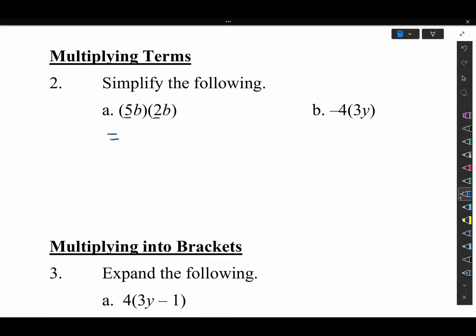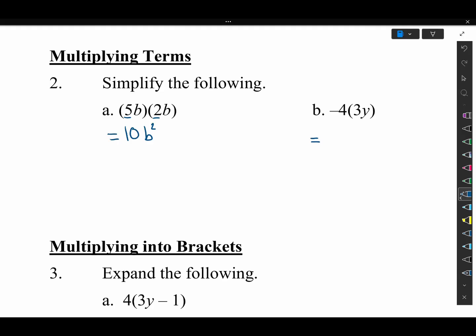Now you'll notice there's no times sign here, but if we see 2 brackets together, we know we're multiplying. 5 times 2, that's 10. b times b, well, another way of writing that is b squared. So we're working here with 10b squared. This is a 2 because there are 2 b's that we see multiplying by one another.